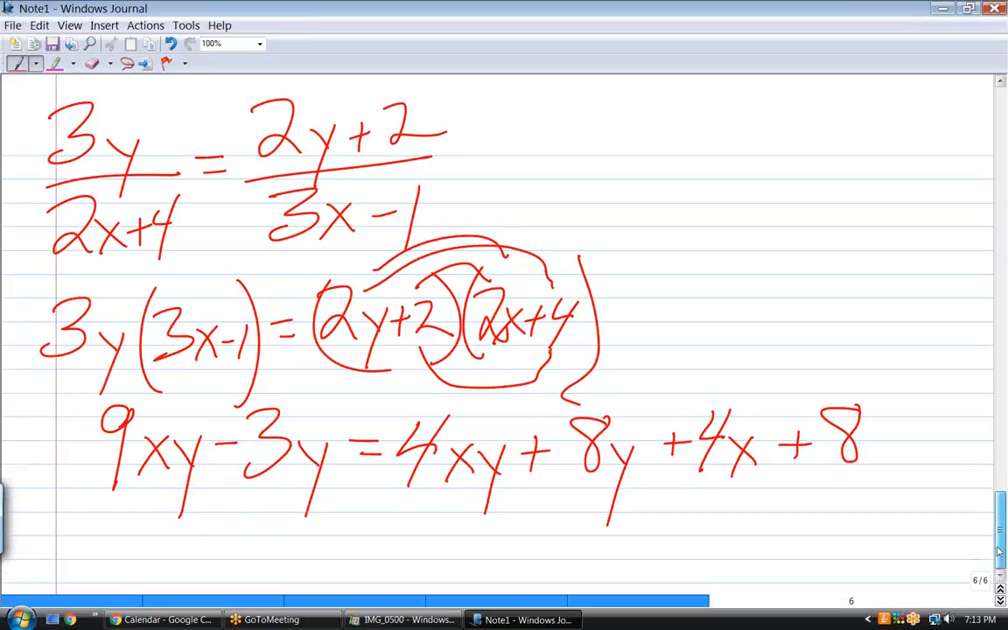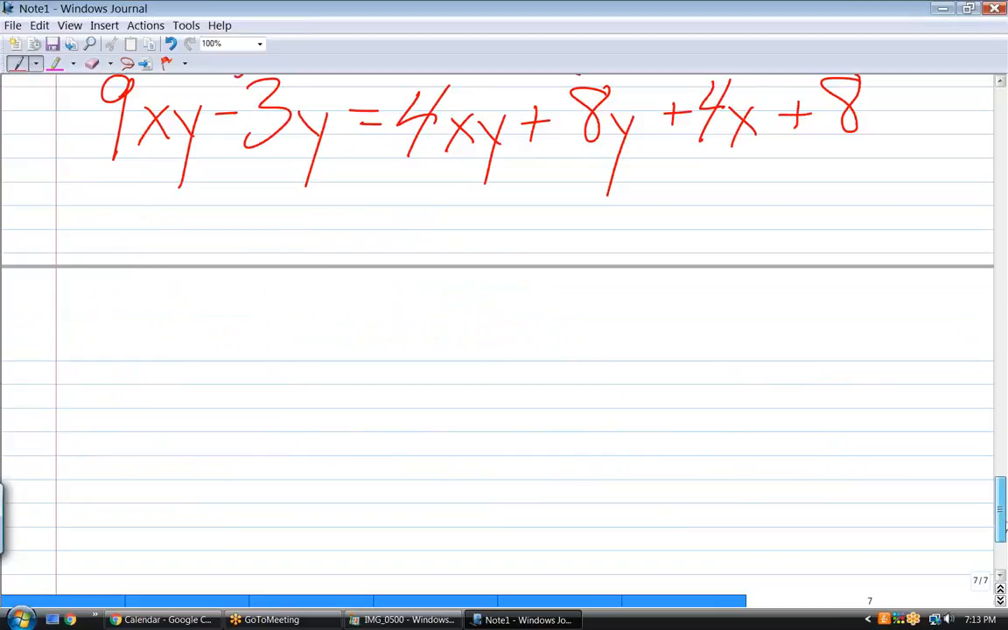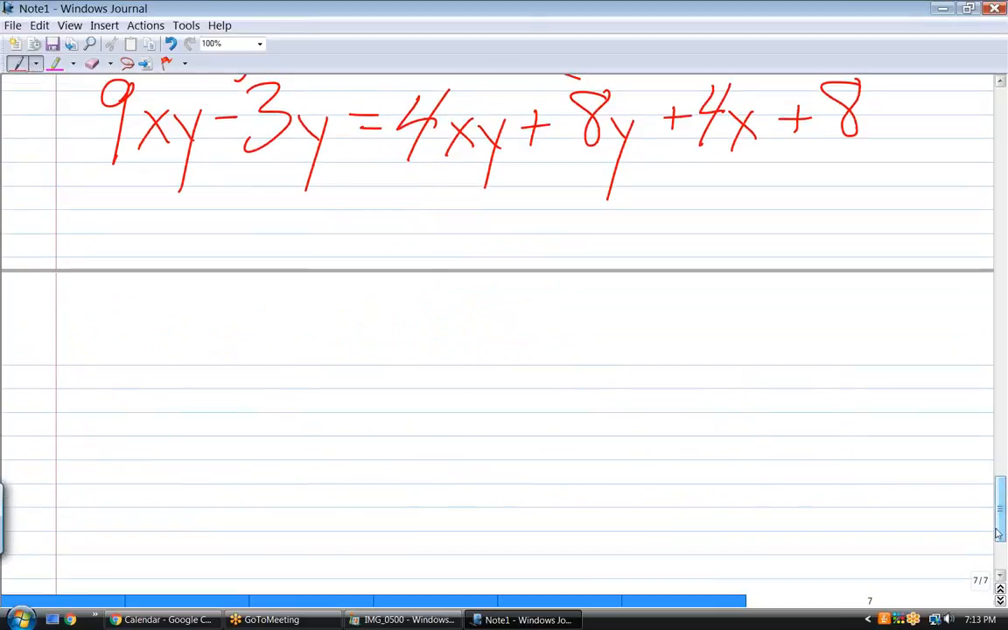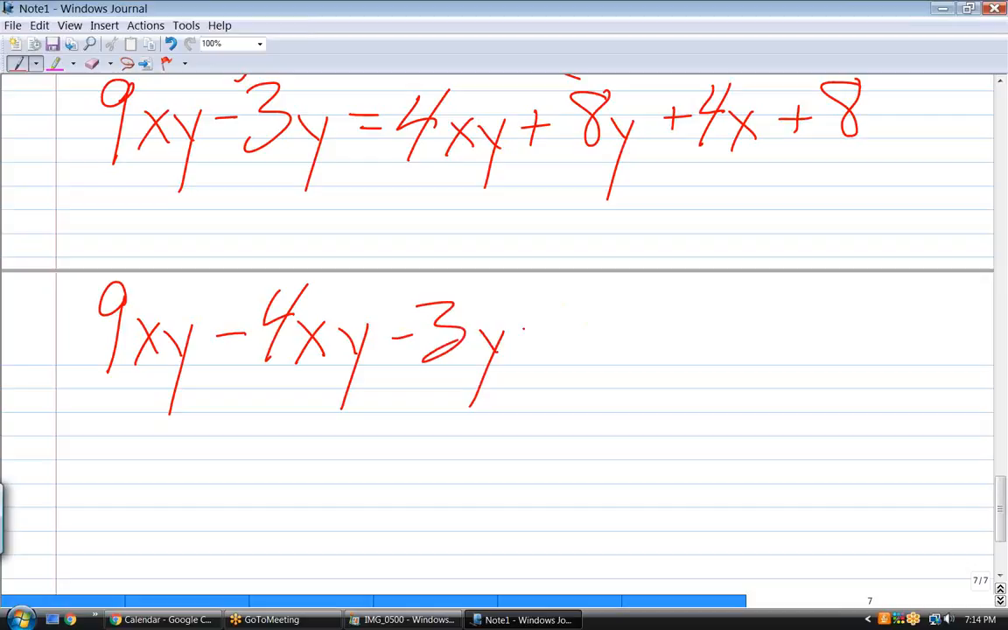Now I'm trying to solve for y. What's the next step if I'm trying to solve for y? Did you take away 4xy? Every term that has y in it, put it on one side of the equation. Every term that does not have y in it, put it on the other side of the equation. Pretty simple rule. So what goes on the left? 9xy, minus 4xy, minus 3y, minus 8y. And that takes care of all the terms.